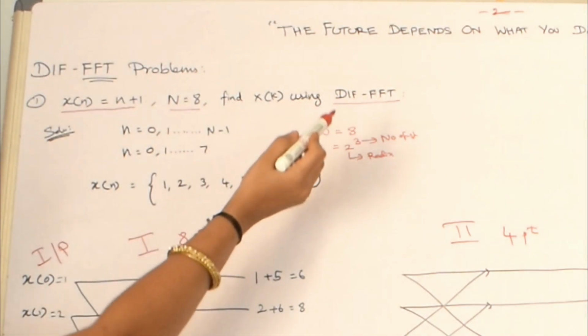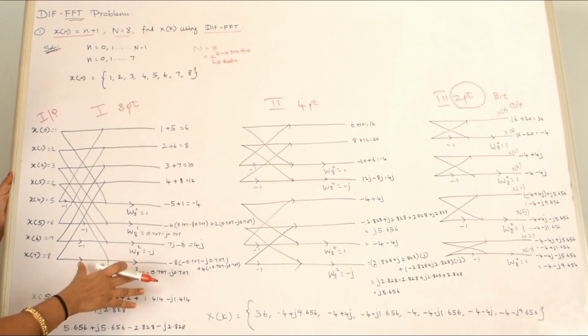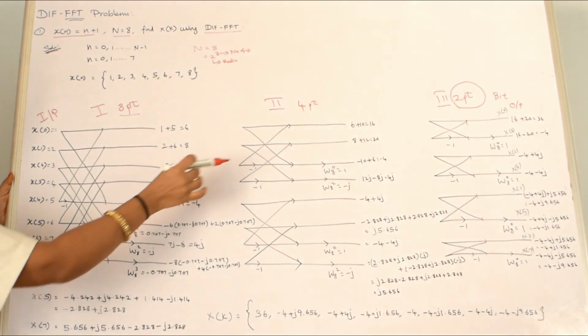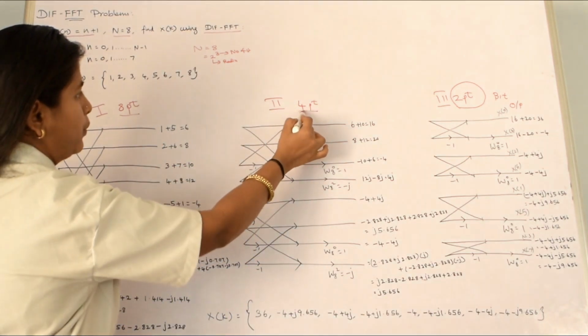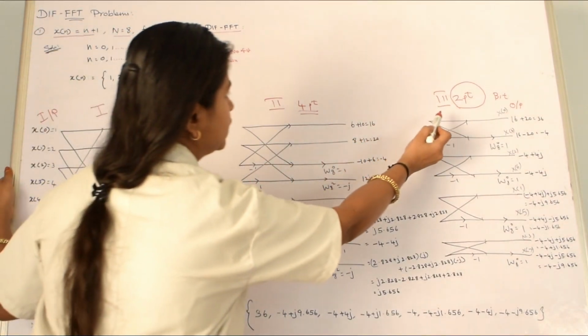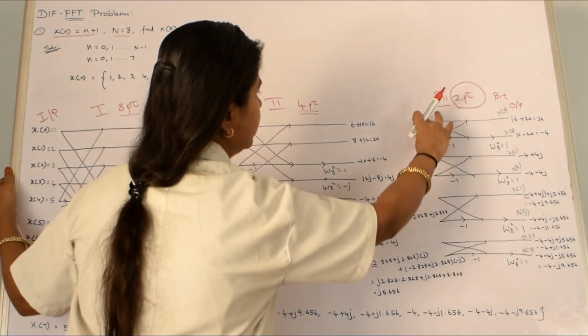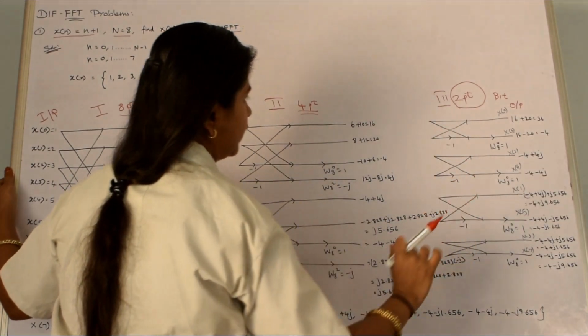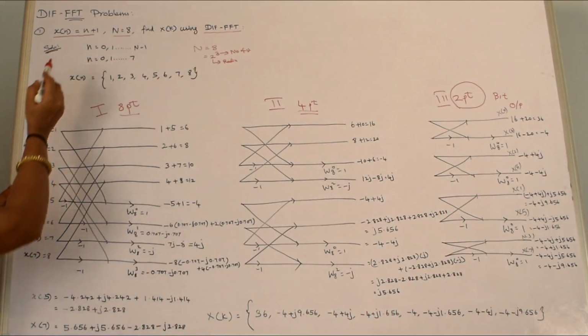In the DIF FFT butterfly flow graph, your first stage will be 8-point DFT. And your second stage will be 4-point DFT, which means here you will have 2 4-point DFTs, and your third stage will be 2-point DFT. Here you will have 4 2-point DFTs. Okay. So what is given?